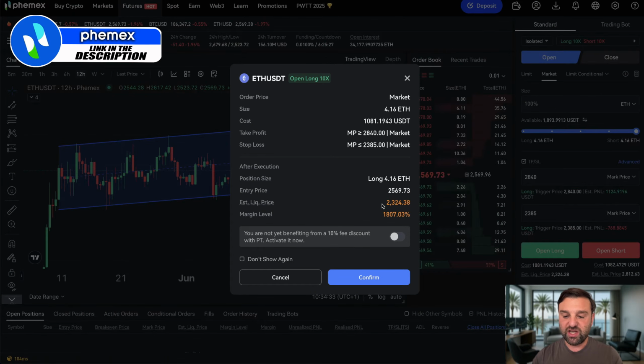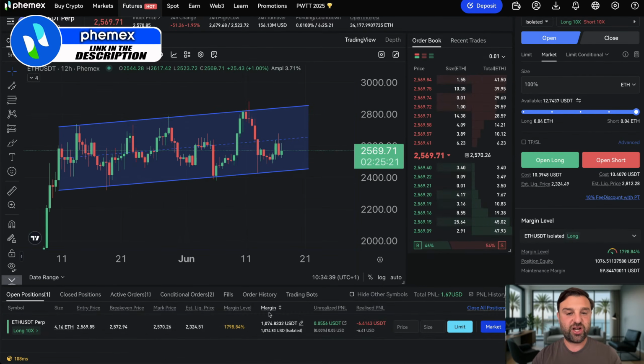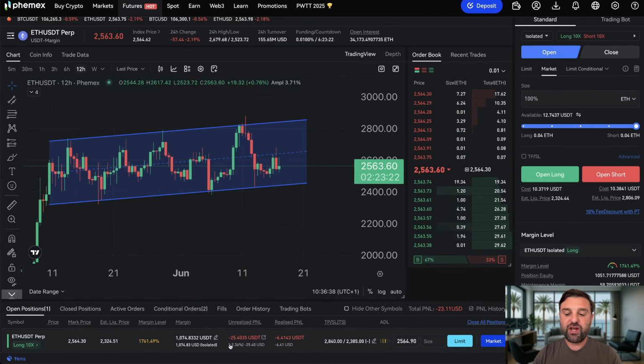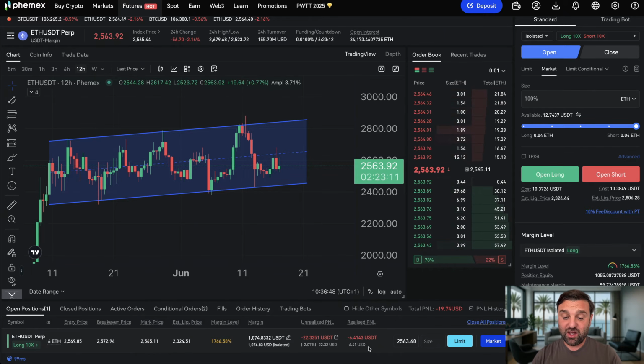So we can press open long. It's going to show us our liquidation price. We're going to press confirm. And we're in a trade, ladies and gentlemen. We have this trade open. So with that trade open, it would only necessarily close if it hits the TP of 2,840 or the stop loss of 2,385. At the moment, we are down $22.